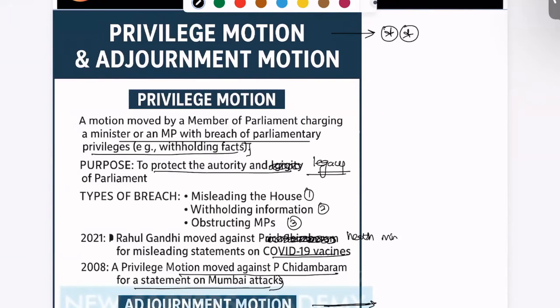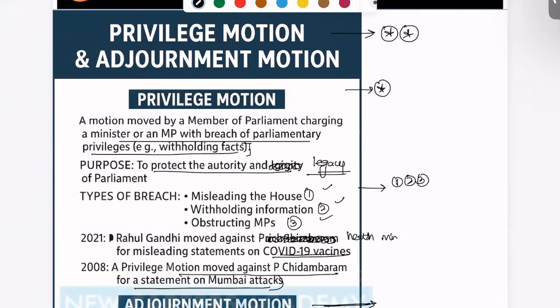As an MP, I'm supposed to give right facts in the parliament. If I state any wrong facts, इसको बोलते हैं breach of parliamentary privileges. कोई भी ऐसी चीज मैं बोलूं पार्लियामेंट में जो करेक्ट ना हो, उसको क्या बोल देंगे? प्रिविलेज। कैसी प्रिविलेजेस होती हैं? Misleading the house, withholding information or obstructing MPs. What three types of privileges are there? Withholding information, misleading the house, गलत information दे दो.